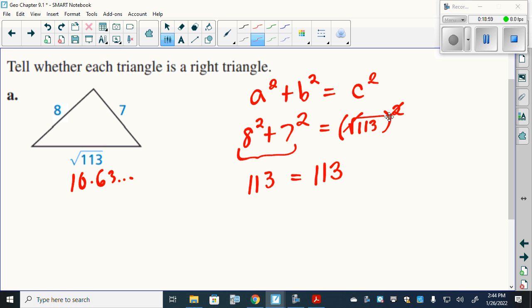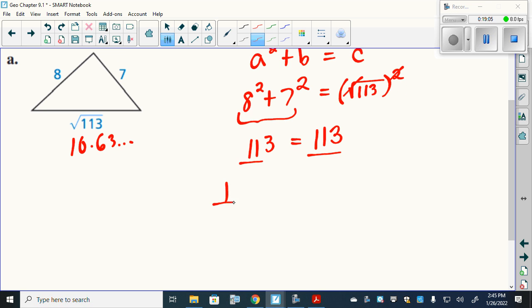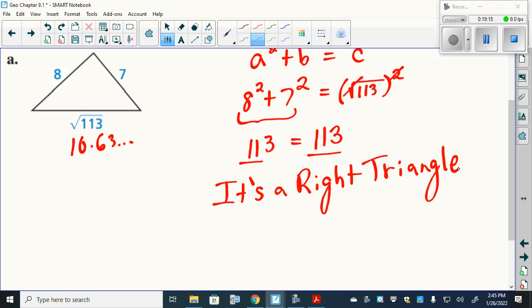So, are these two sides equal? Are they the same? So, it's a right triangle. Any questions on this here? Are you ready for the next one?